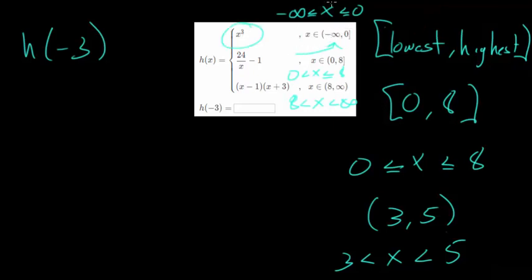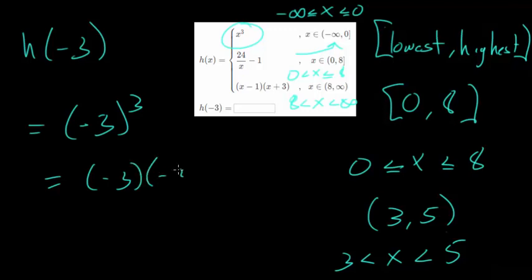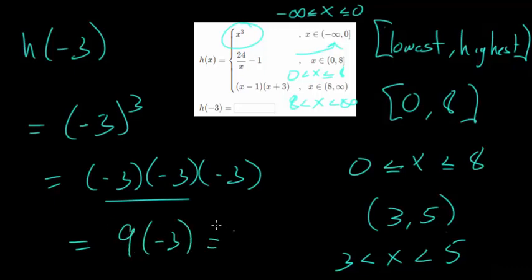And so we're going to use this function here. So we have minus 3, and we're going to cube it. So that's minus 3 multiplied 3 times. And these two will pair up and cancel out the negatives, so you get 9 times minus 3, and your final answer would be minus 27.